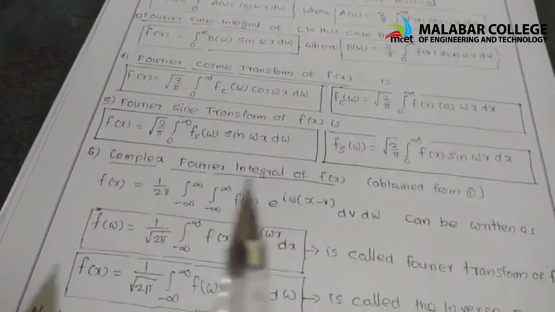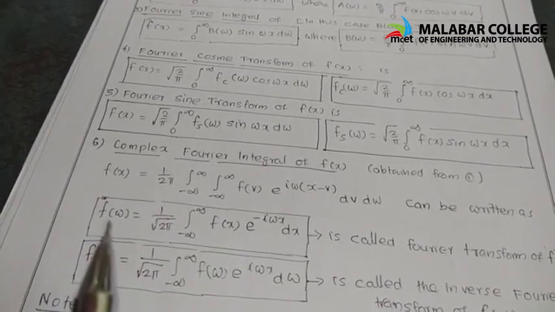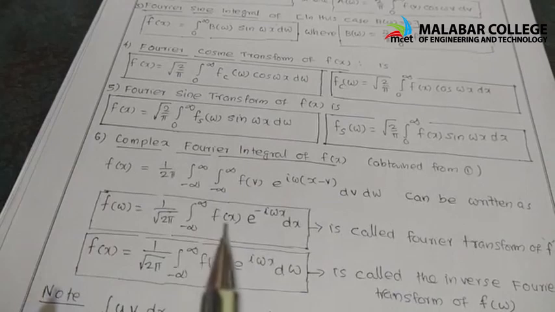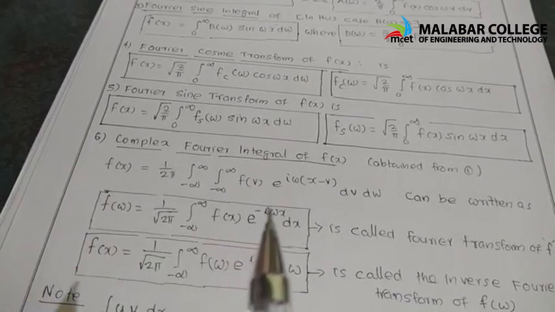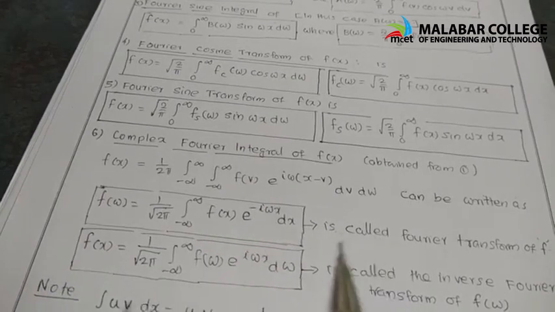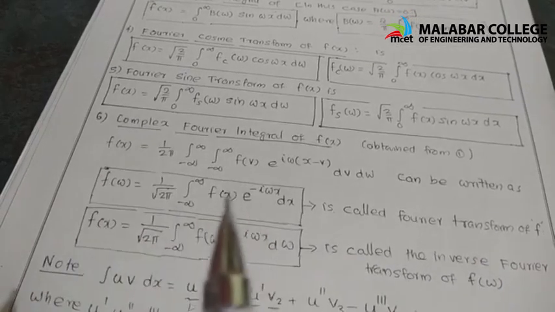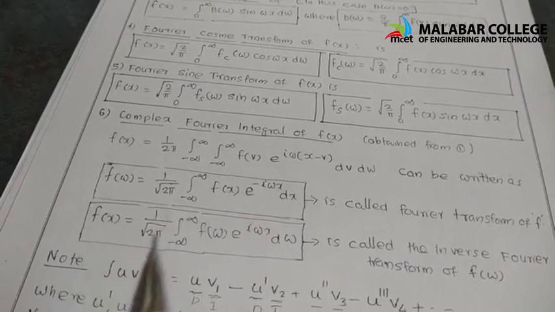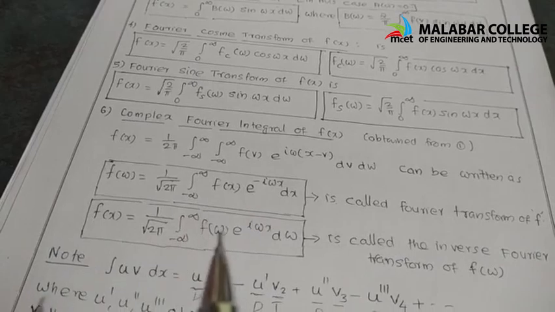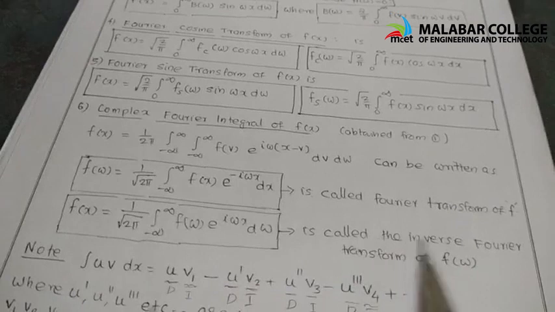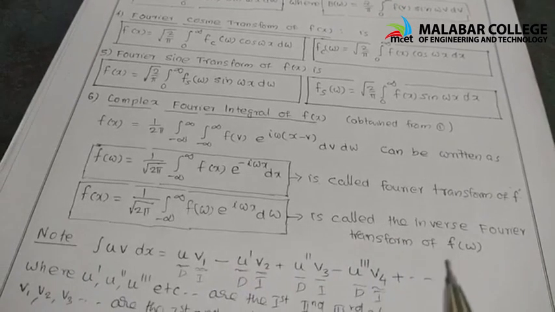So note this difference. Also, for finding the complex Fourier transform of f of x, we use the formula f of omega equal to 1 by root 2 pi integral minus infinity to infinity f of x e raised to minus i omega x dx. This is called the Fourier transform of f. And here we have f of x equal to 1 by root 2 pi integral minus infinity to infinity f of omega e raised to i omega x d omega. This is called the inverse Fourier transform of f of omega.